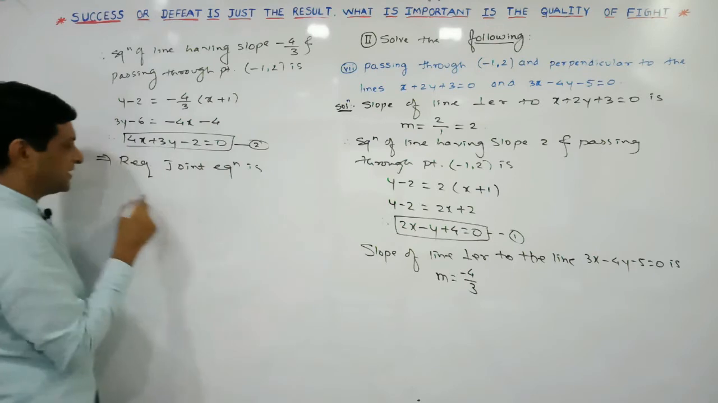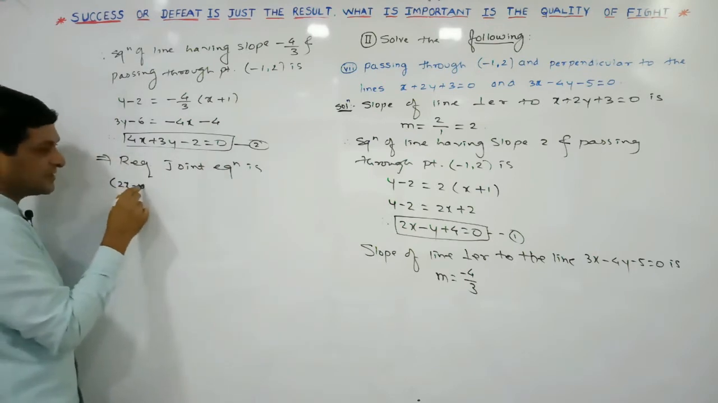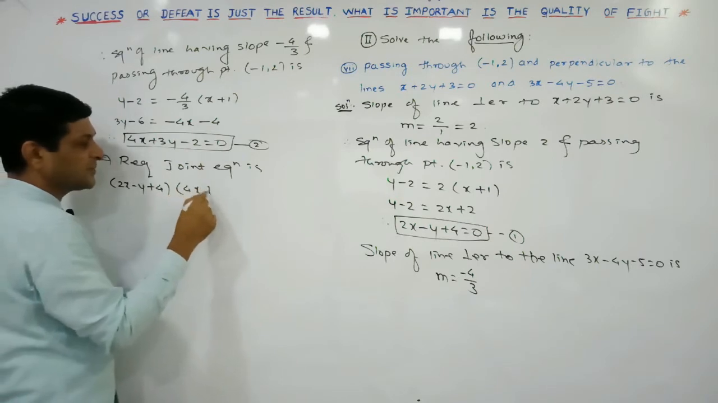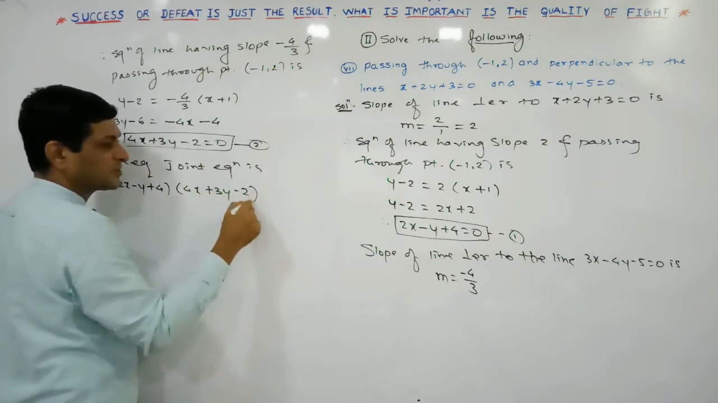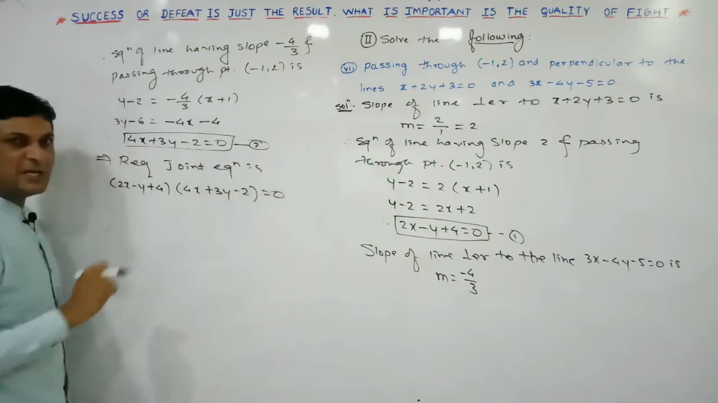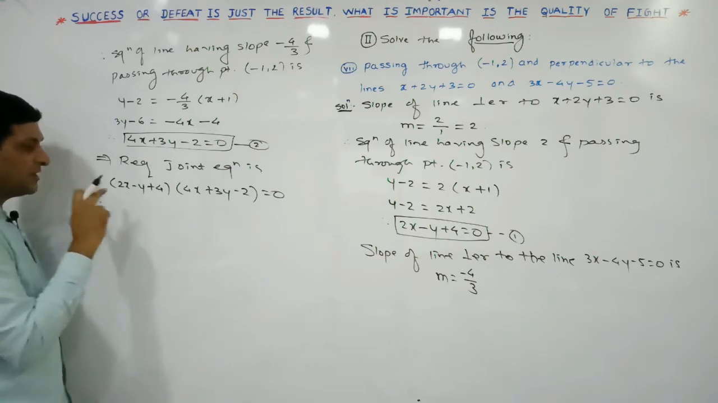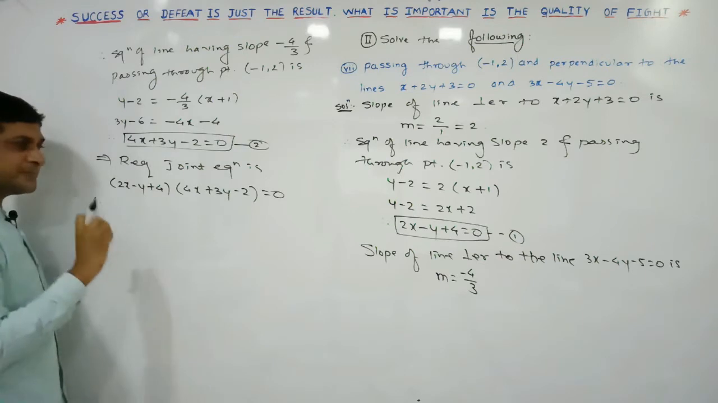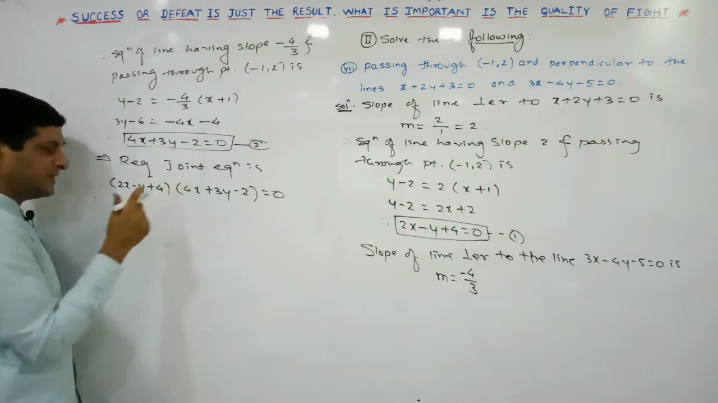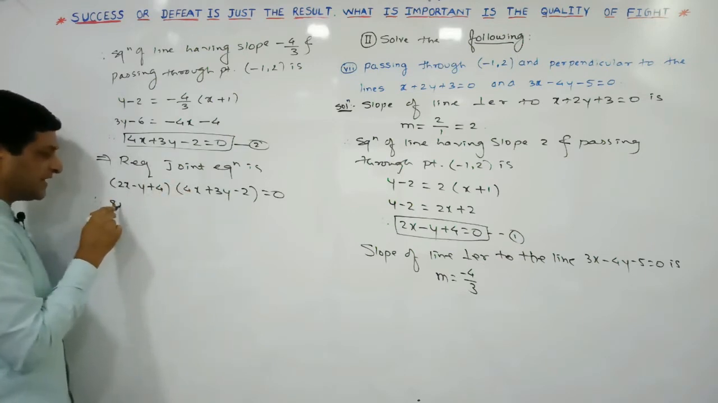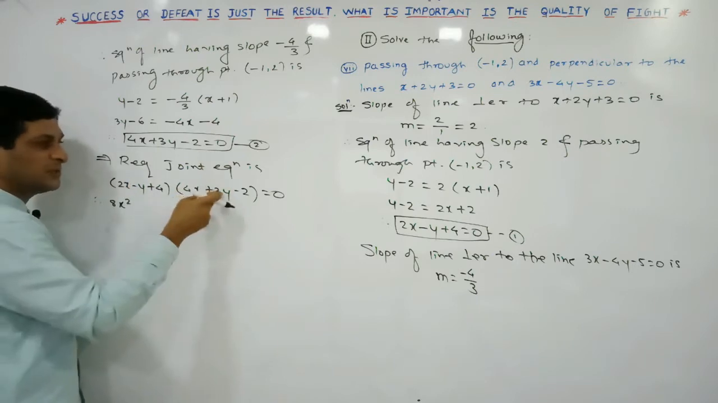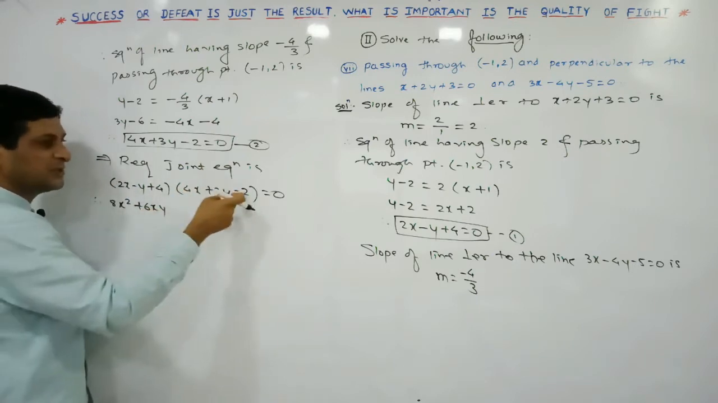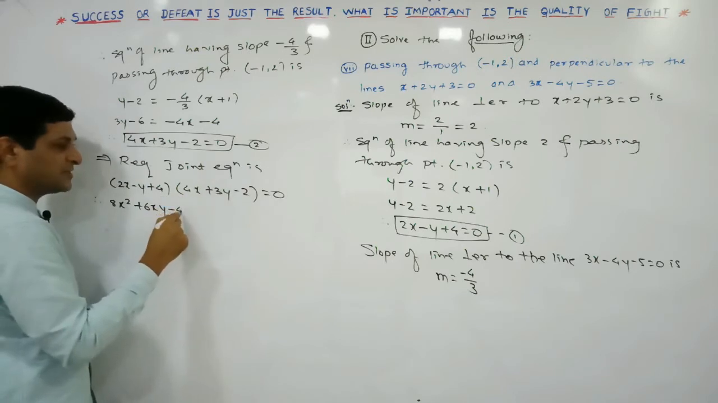is, now simply take the multiplication: (2x minus y plus 4) into (4x plus 3y minus 2) is equal to 0. We are taking the multiplication of these two equations. First multiply by 2x to all the terms in this bracket. See what we'll get. 2x into 4x will be equal to 8x square. 2x into 3y will be equal to 6xy. 2x into minus 2 will be minus 4x.